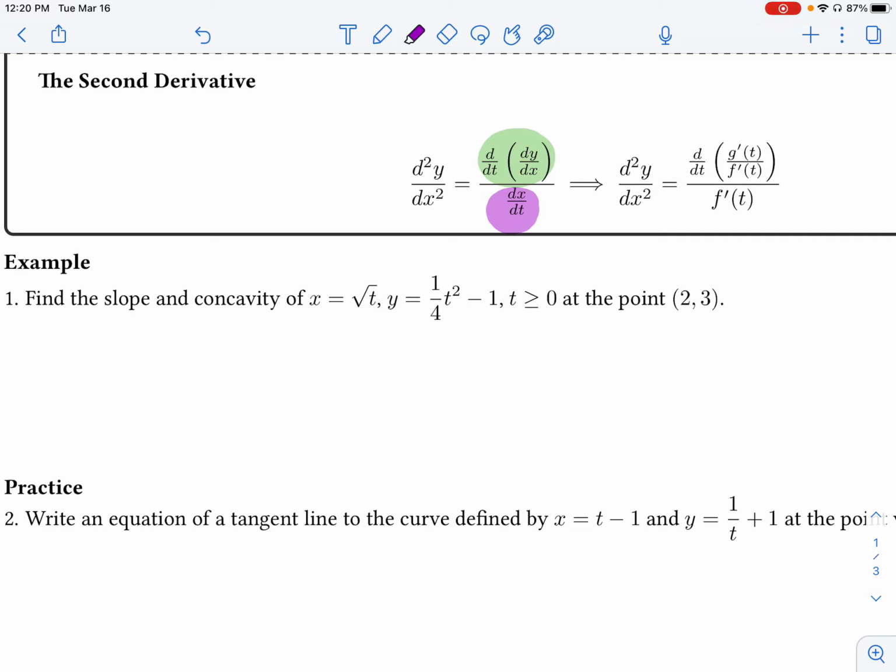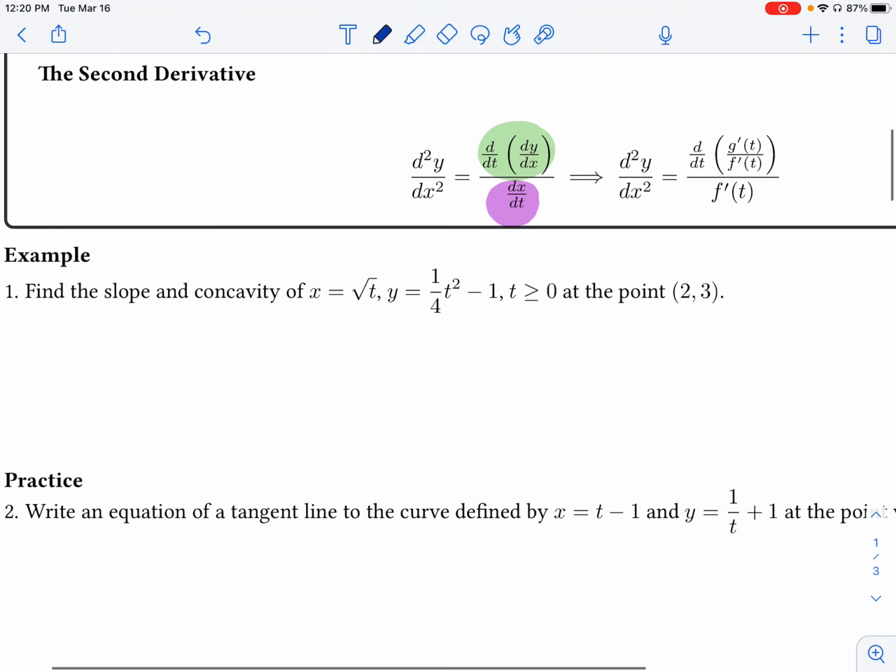So really just keep that in mind as we go through the second derivative. Okay, that is the rate of change of something with respect to t divided by the rate of change of the other function, x, with respect to t. So let's do an example, and hopefully that'll help this make a little bit more sense.